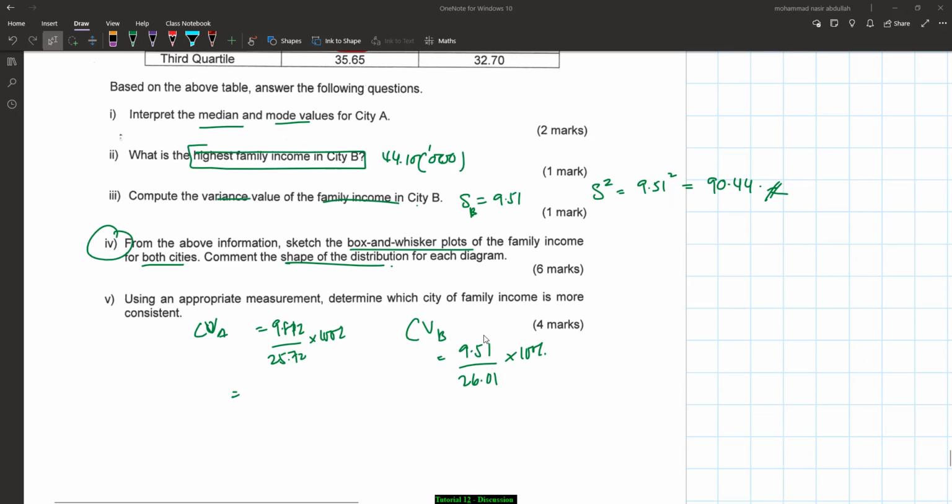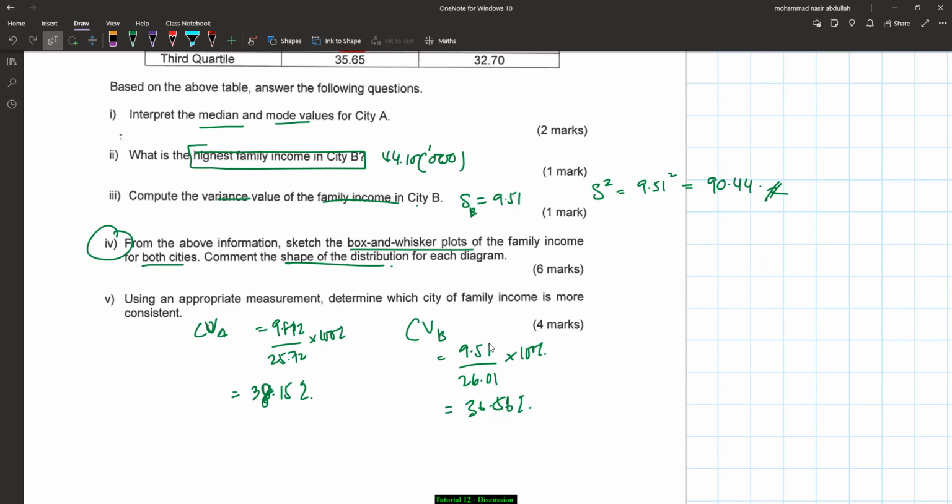What is the coefficient of variation for CTA? 38.15. Is it? For CTB? 36.56. Right? So we can make a conclusion: the family income in CTB is more consistent compared to CTA.